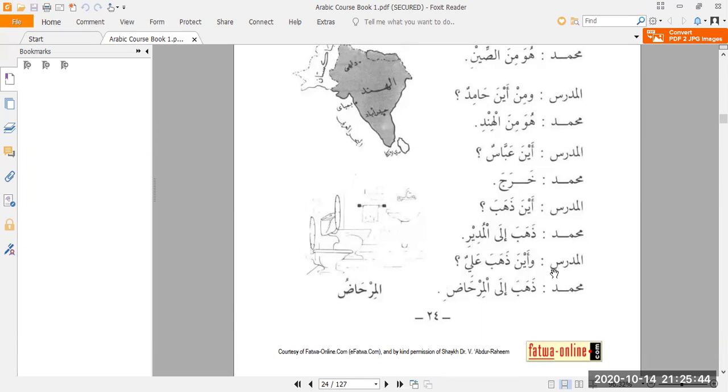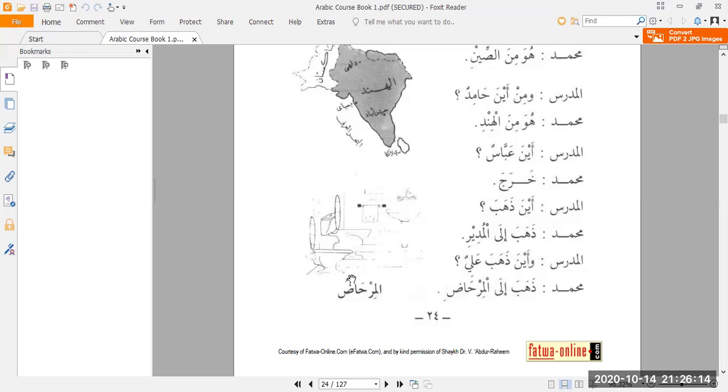Al-Mudarrisu. The teacher asks again, وَأَيْنَ ذَهَبَ عَلِيٌّ? And where did Ali go? ذهب, one man. Where did he go? So Muhammad replies, Muhammadun ذهب إلى المرحاض. Al-mirhadu, as it shows here, and you can see the picture over here.